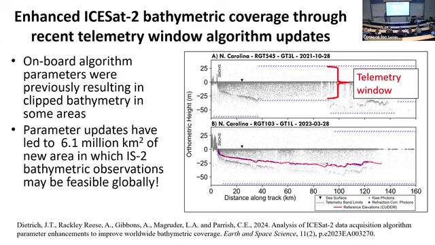The comparison, the blue versus red, is just comparing it to the best available reference data. But that approximately doubled the amount of area that we can get with ICESat-2 bathymetry. It increased it by 6.1 million square kilometers. So that was pretty cool.